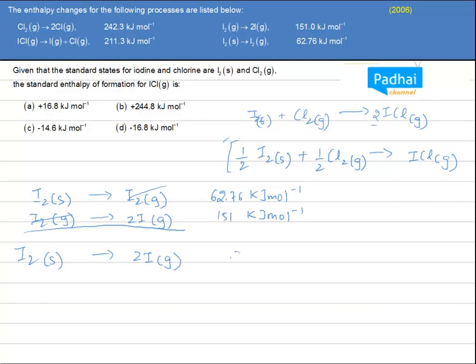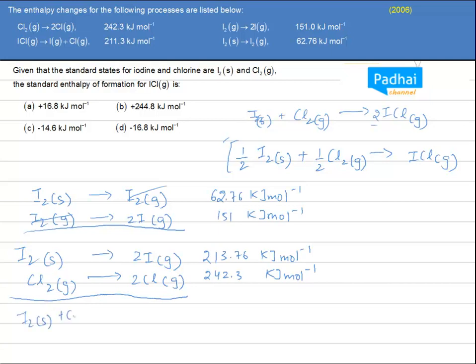So over here I'll get 213.76 kilojoule per mole. Now I need this kind of equation, so I need Cl2 also. From this equation I know that Cl2 gas is giving twice of Cl gas. So the enthalpy is 242.3 kilojoule per mole. So I'll add this equation also, right? So I'll get I2 solid plus Cl2 gas, which will give me twice of I gas plus twice of Cl gas, right?